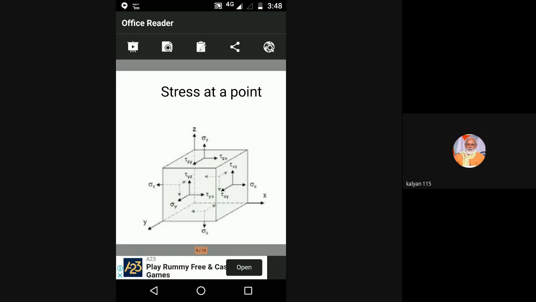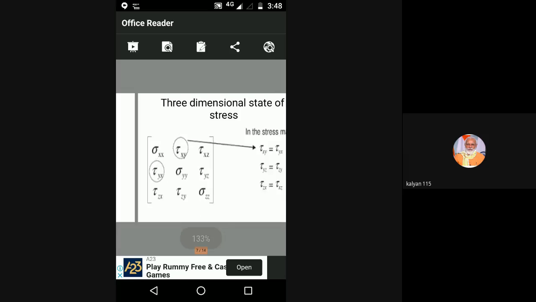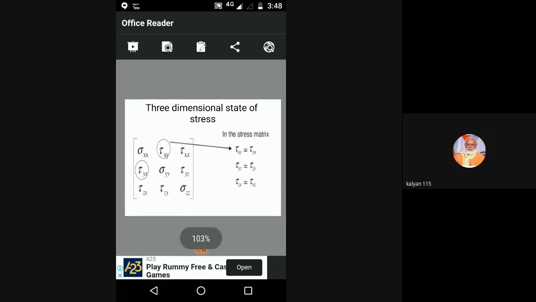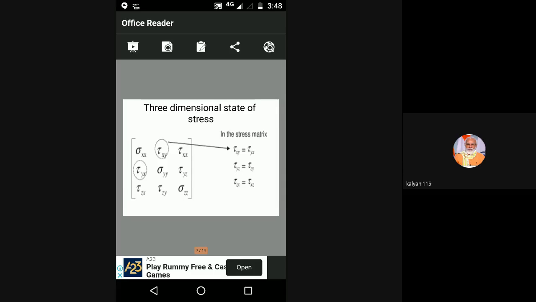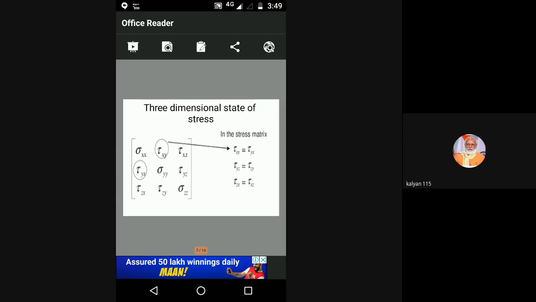Then to define the stress at a point, the 9 stress components are required: 3 normal stresses and 6 shear stresses. You can look at this slide here. Those 9 stress components I can put into a matrix: sigma xx, tau xy and tau xz, like this. These 9 stress components are required to define the stress at a point in a 3-dimensional state.